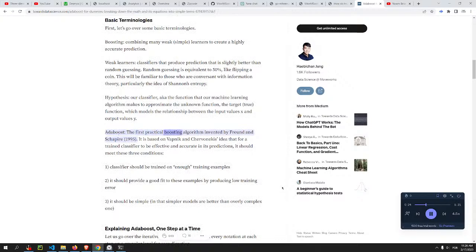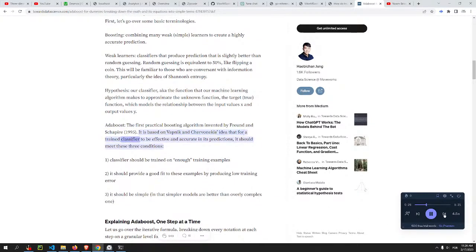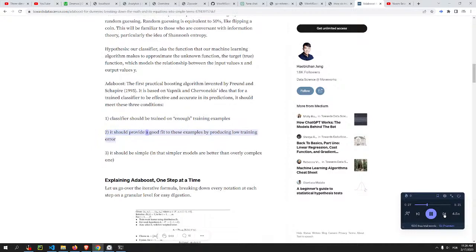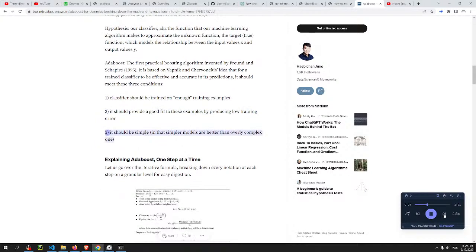AdaBoost: the first practical boosting algorithm, invented by Freund and Schapire, 1995. It is based on Vapnik and Chervonenkis's idea that for a trained classifier to be effective and accurate in its predictions, it should meet these 3 conditions. 1. The classifier should be trained on enough training examples. 2. It should provide a good fit to these examples by producing low training error. 3. It should be simple, in that simpler models are better than overly complex ones.